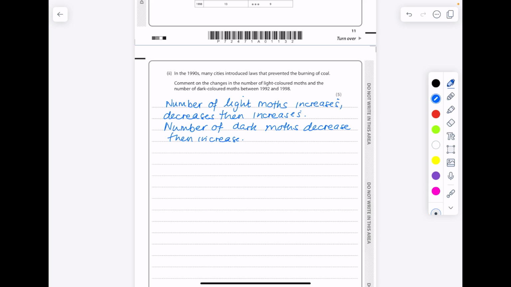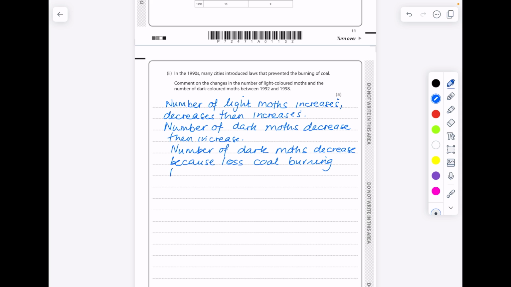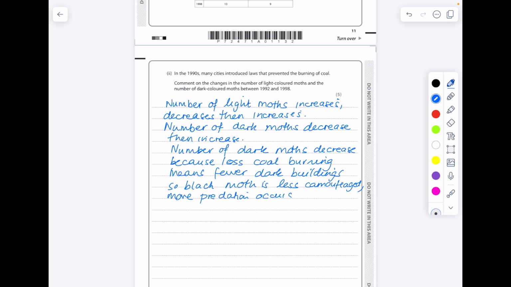So why would the number of dark moths decrease? Let's think about what's happening in terms of pollution, because less coal burning means fewer dark buildings. So the black moth is less camouflaged. More predation, so it gets eaten more, as it's more easily seen.